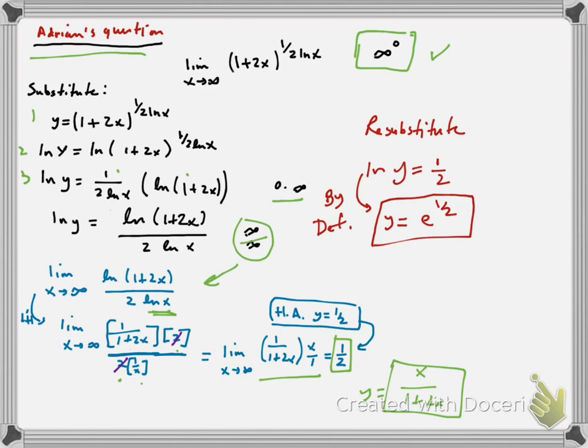Okay, then you have to resubstitute. And when you resubstitute, you have the natural log of y is equal to 1/2. And there you go, Adrian. y is equal to e to the 1/2. It's not equal to a 1. I told you your algebra teacher lied to you. If you think I'm getting punchy, you're right.